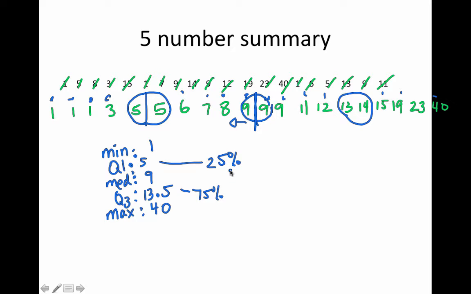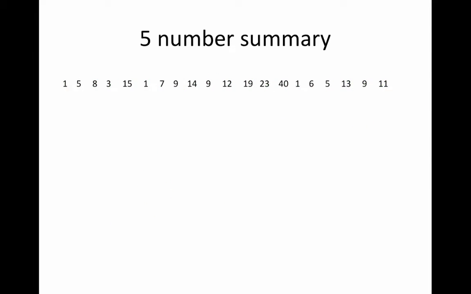So that is what the 5-number summary is, and it can tell us a lot about the data. Another thing that it can tell us or help us find is an outlier. So let me show you how the 5-number summary helps you find outliers.